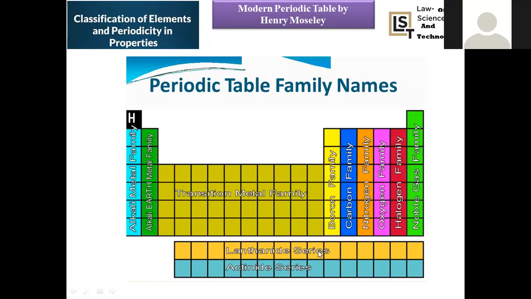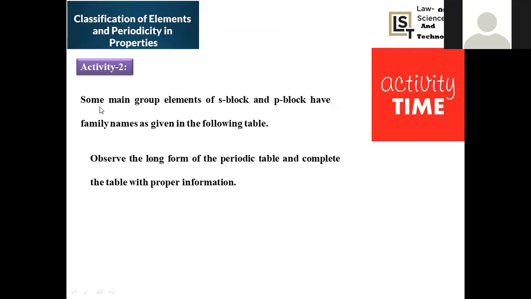Here the 4f series is regarded as the lanthanide series, and the 5f series is denoted as the actinide series. This is the entire description of the periodic table in terms of elemental families, right? Now we are going to do an activity based on these groups. Some main group elements of the s block and p block. The s block and p block together are called representative elements, alternatively known as main group elements, and have the family names as shown in the given table.